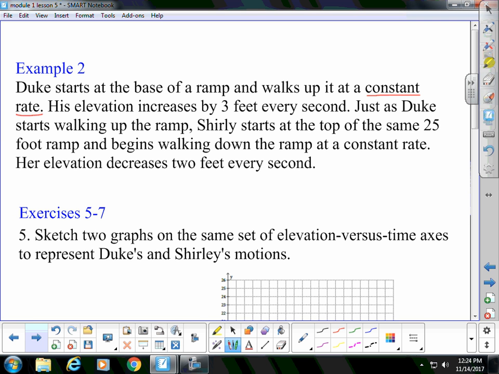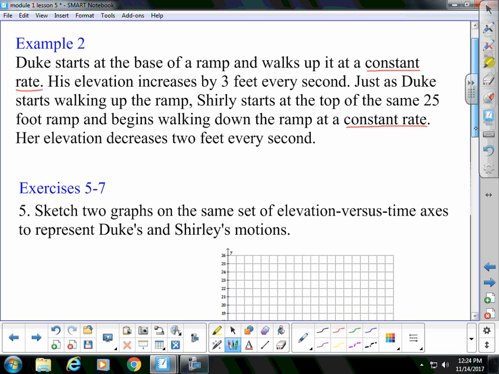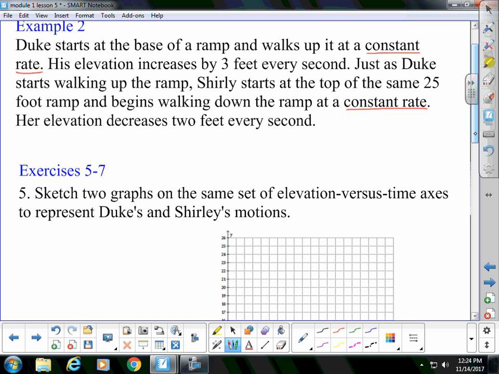His elevation increases by 3 feet every second, so that would be Duke's slope. Just as Duke starts walking up the ramp, Shirley starts at the top of the same 25-foot ramp and begins walking down the ramp at a constant rate. So she's going at a constant rate also. And her elevation decreases by 2 feet every second. Okay, so question 5 says sketch the 2 graphs on the same elevation versus time axis to represent Duke and Shirley's motion. So first of all, let's look at Duke's slope.